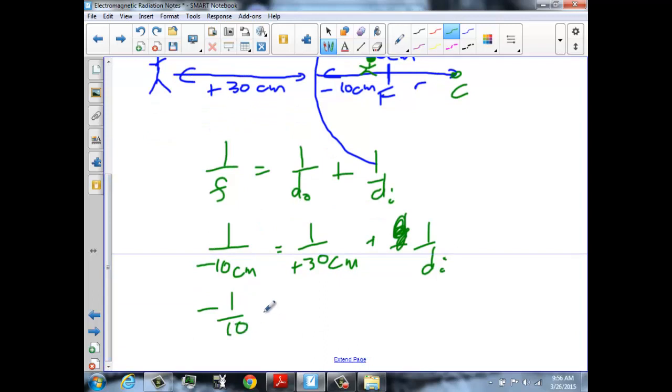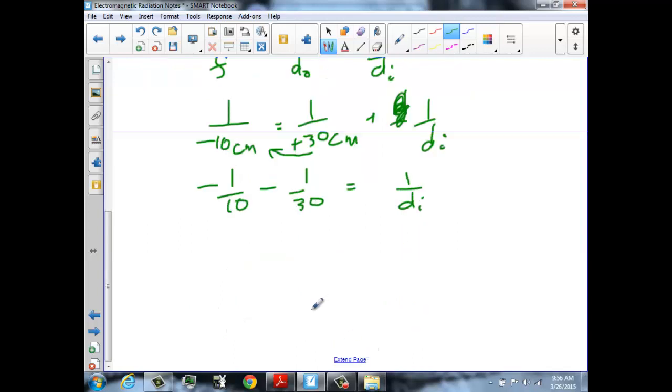We're going to have to do negative 1 over 10 minus 1 over 30 equals 1 over di. Does that make sense how I'm bringing this guy to the other side? So if you guys have a calculator, what is minus a 10th minus a 30th? Minus 2 over 15? Give me a decimal though. Negative 0.133. Okay. That's equal to 1 over di.